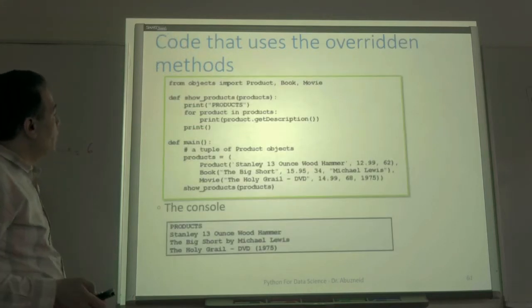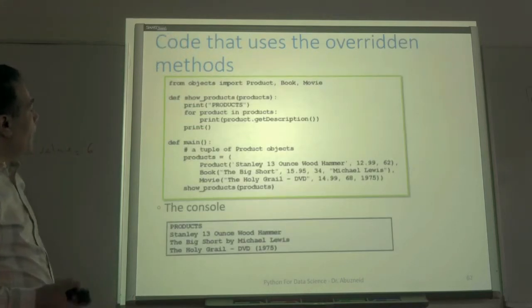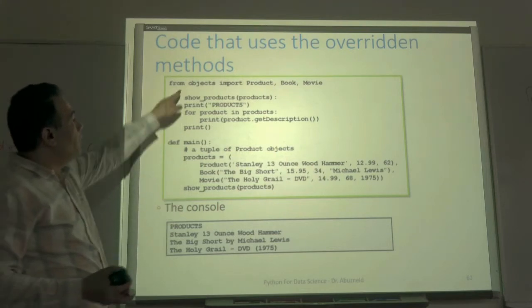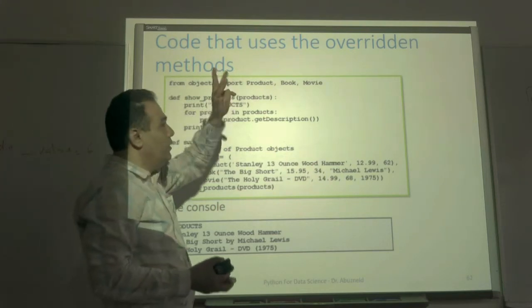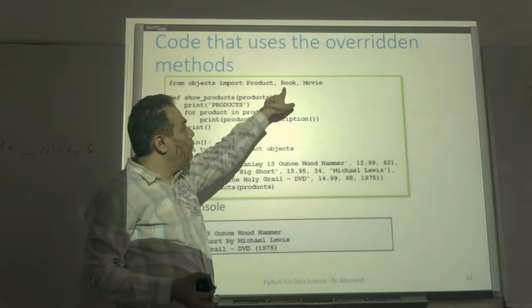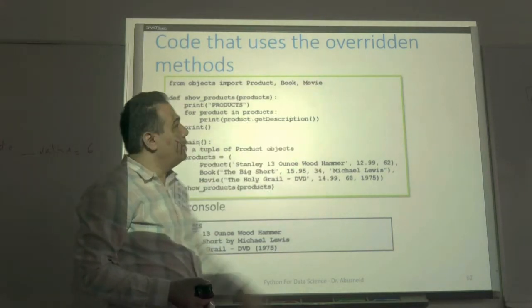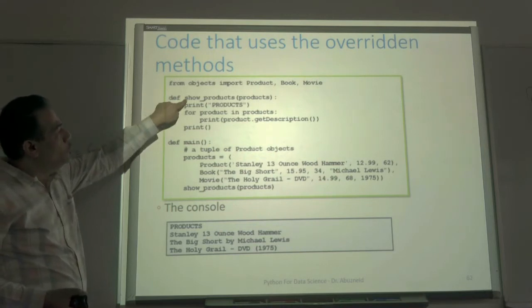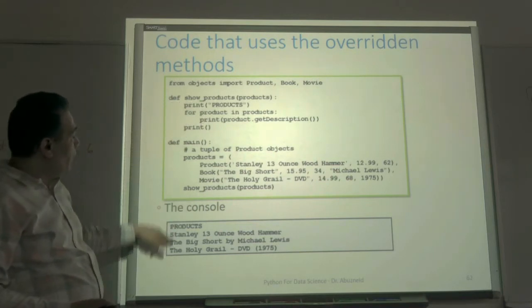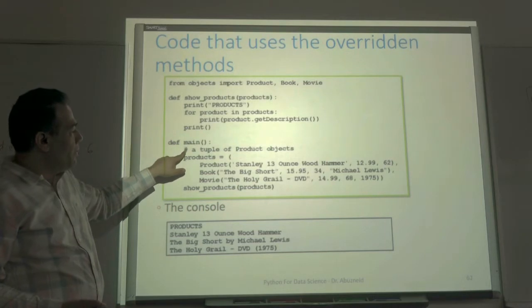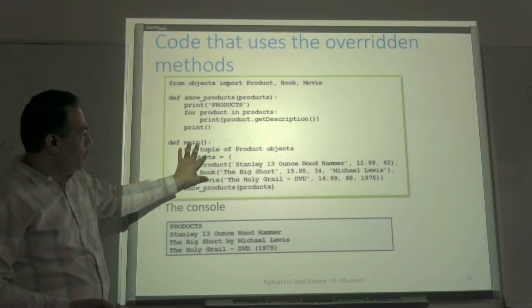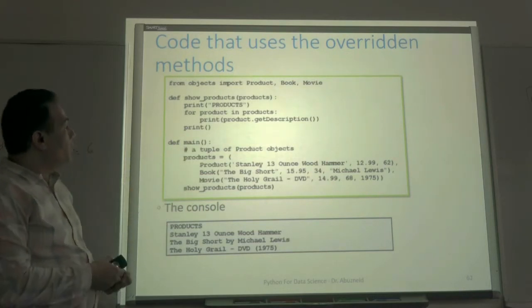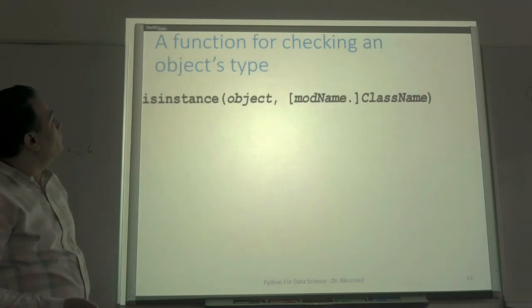Overriding a superclass. Okay? Take a look at the program in here. This is the main engine. From objects, import three classes: product, book, and movie. I could put it in a separate file, right? Then I have defined the function to show the products, and then the main. What does the main do? Okay, it will initialize the products, and you can do whatever you want with it.